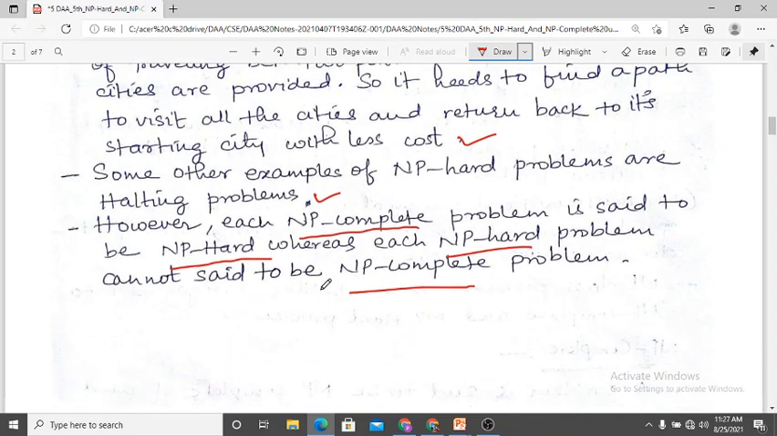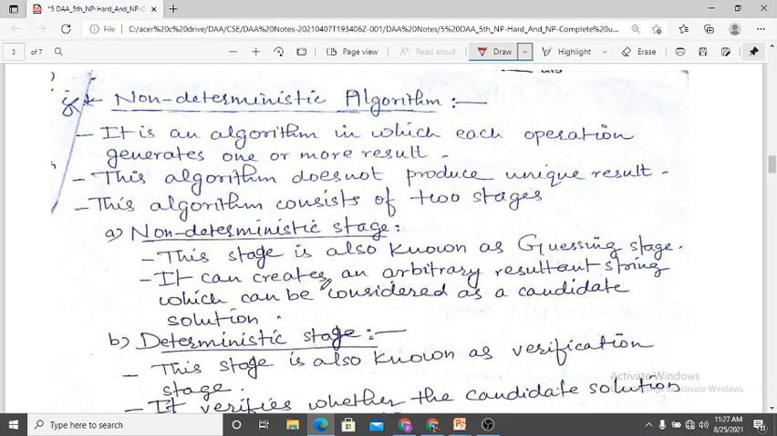Now, what is a non-deterministic algorithm? We say non-deterministic polynomial. So what is a non-deterministic algorithm? It is an algorithm in which each operation generates one or more results. Whatever the problem, if we are getting more than one result, then it is said to be non-deterministic. This algorithm does not produce a unique result.